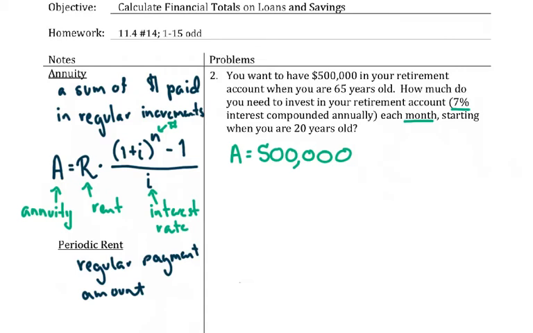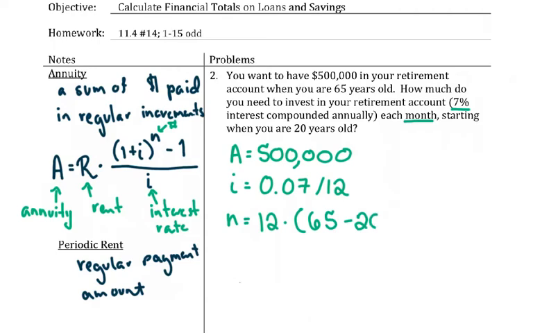And then we want to start when we're 20 years old. So our interest rate is 7%, so 0.07, and then we are converting it into each month because that's how much we're putting in, and that's the time frame we're looking at. And then for our N, we have our monthly payments, so 12 times the number of years between our ages of 20 and 65. So in this problem, we're going to end up making 540 payments into our retirement account.